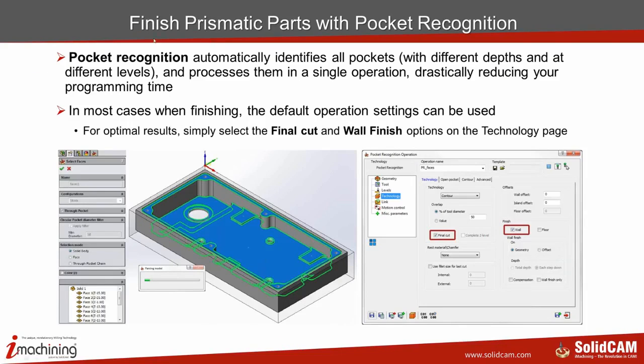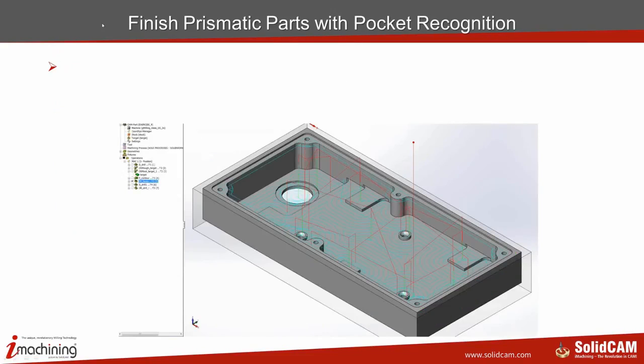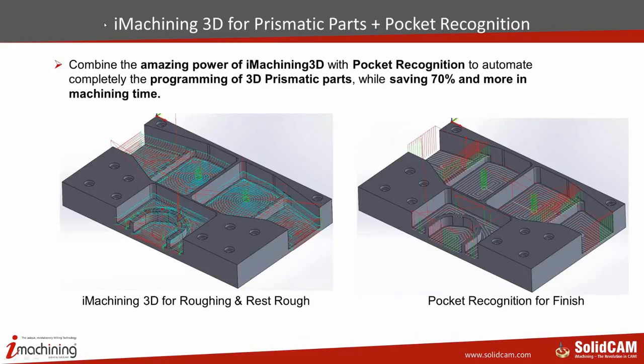And after you do your roughing and rest machining with iMachining 3D, you can do the finish of the floor here by using pocket recognition. And Sydney is also going to show that. So basically today, for any customer doing 2.5D work, prismatic parts, you use iMachining 3D for the roughing and rest roughing, and then pocket recognition for the finish.